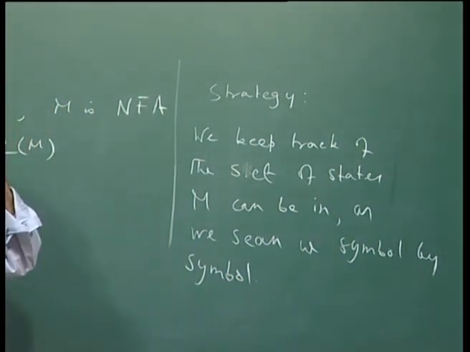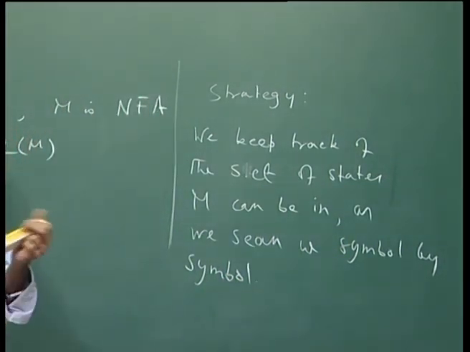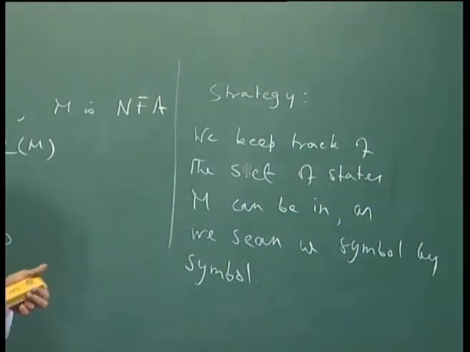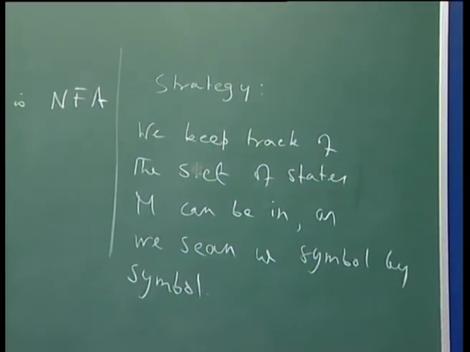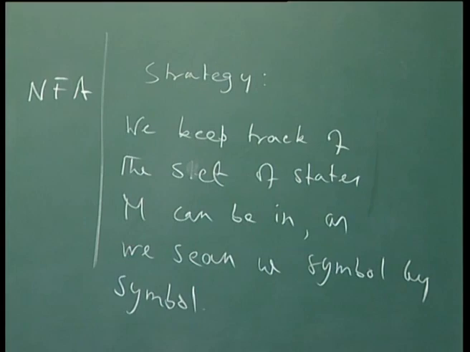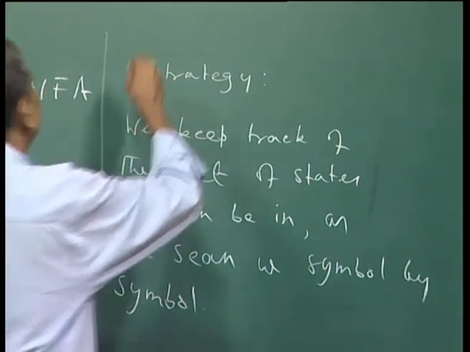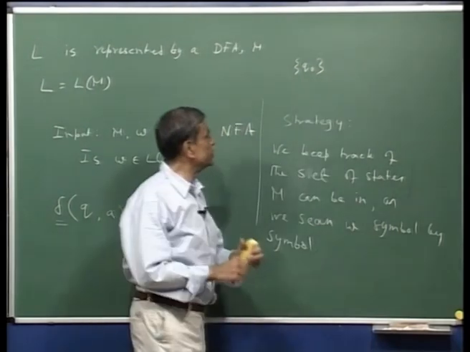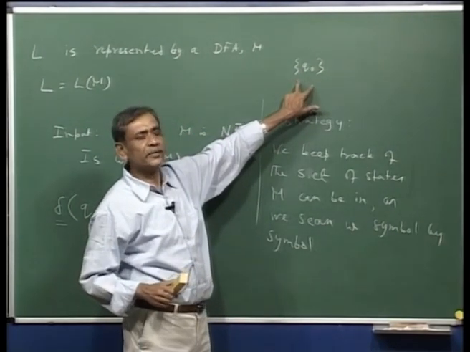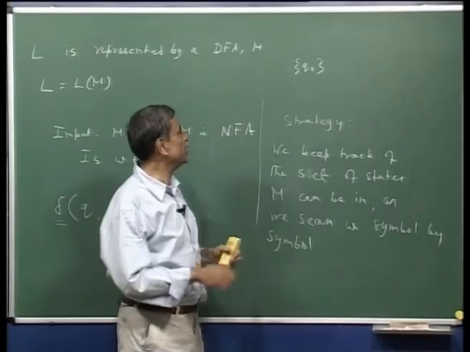Now, let us see what it means. We understand, because we have seen many NFAs, the idea of acceptance and all this: what is the set of states the machine can be in. So, initially of course, the machine is in its initial state, so this is the set of states the machine can be in initially.